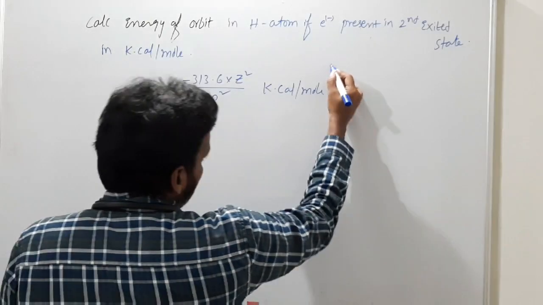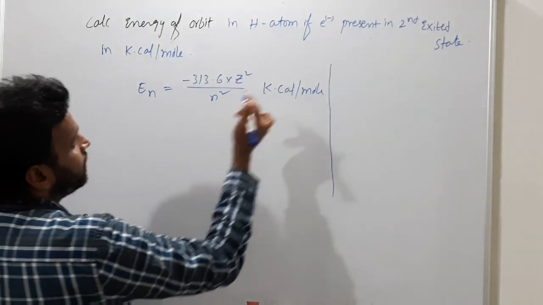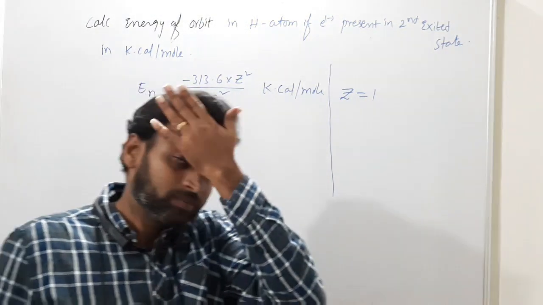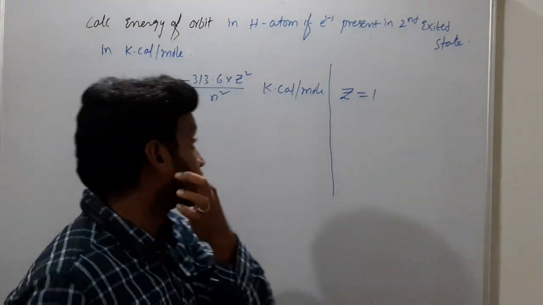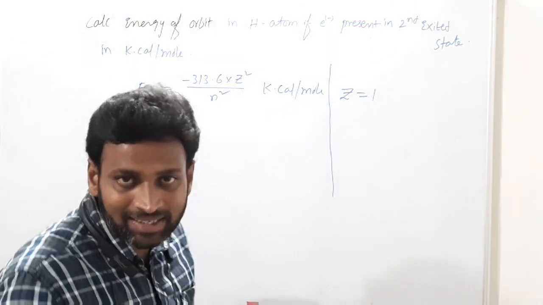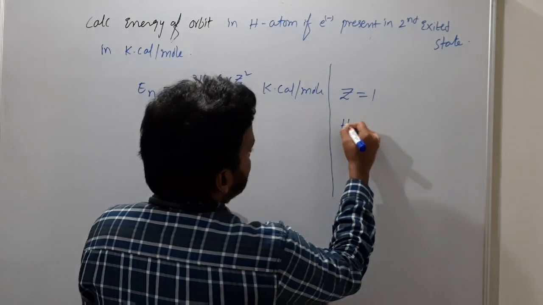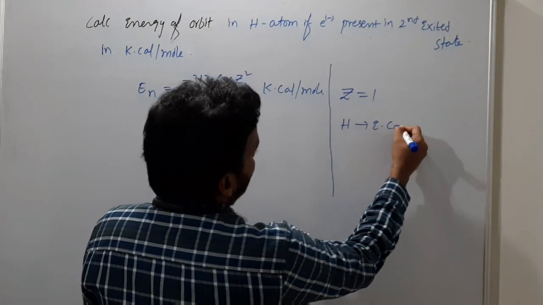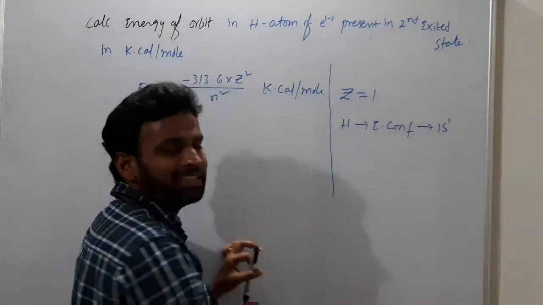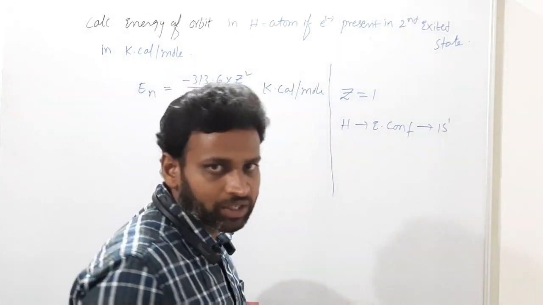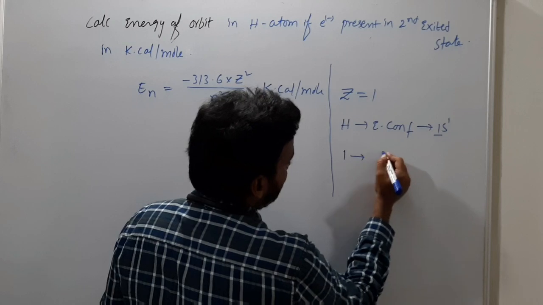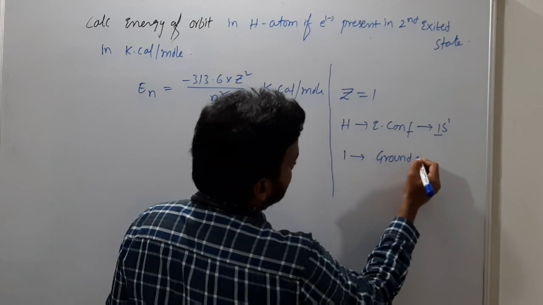Okay. Now you have a question. Hydrogen atom. So Z, okay, the atomic number is 1 for hydrogen. But I have a problem with this in the third numerical. What is the meaning of second excited state? Very simple. What is the hydrogen electronic configuration? Atomic number 1 means 1s1 is the configuration. So what number do you have here? 1. So this one is called the ground state.